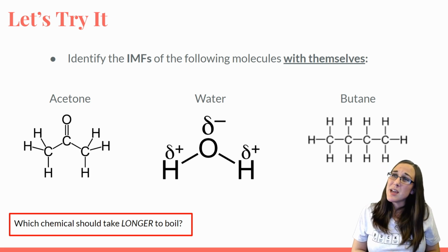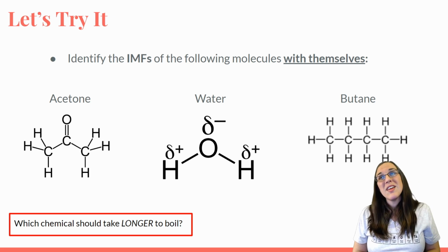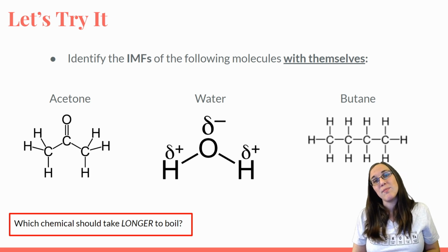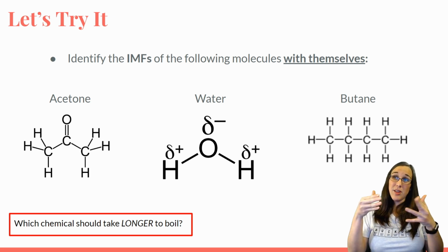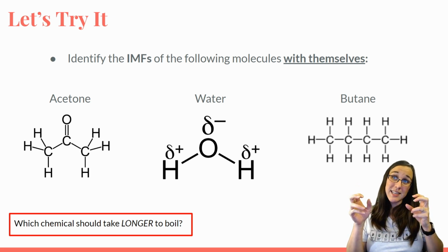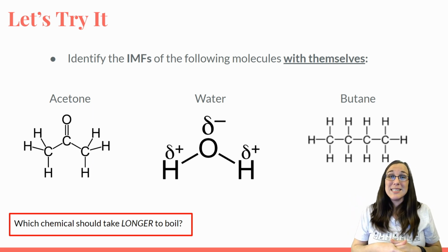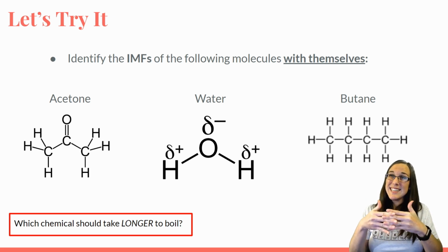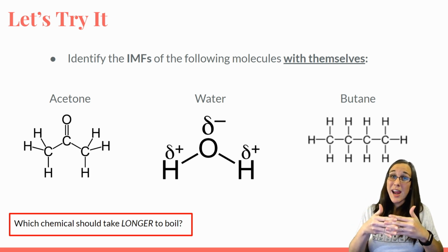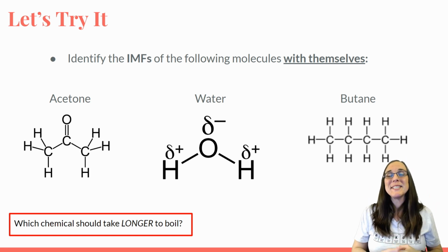So if we're thinking about which chemical would take longest to boil, we want to think in terms of strength. Butane is our weakest, so it's holding on by the fingertips; it doesn't take a lot for it to boil, for it to evaporate. Acetone, we said, was our third strongest. We said it was dipole-dipole, so it's holding on just a little bit stronger, but still doesn't take too much to get it to evaporate, which is what we saw in the previous lesson's mini experiment.